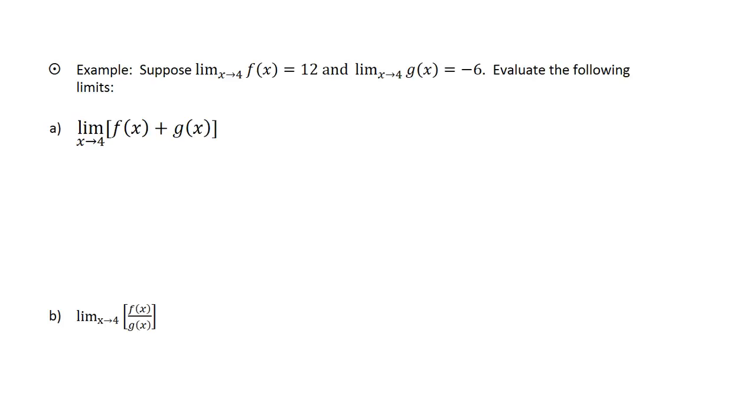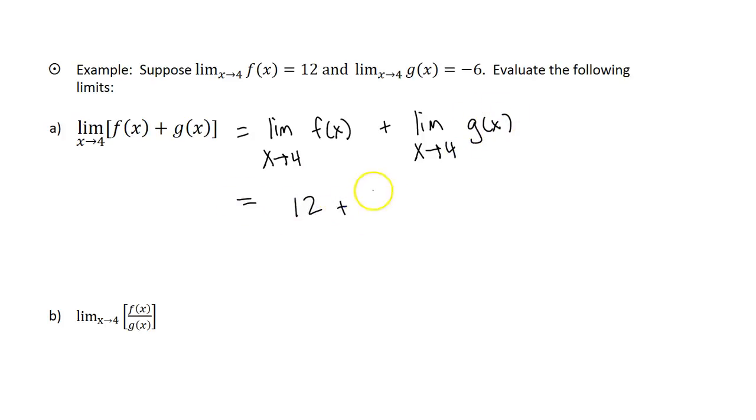We don't know anything about what f of x and g of x are in terms of their equations, but we do know that the limit as x approaches 4 of f of x is 12, and the limit as x approaches 4 of g of x is negative 6. So if we wanted to evaluate the limit as x approaches 4 of f of x plus g of x, we can do that by adding their limits. So this is just the limit as x approaches 4 of f of x plus the limit as x approaches 4 of g of x, which is going to be 12 plus negative 6, which is 6.